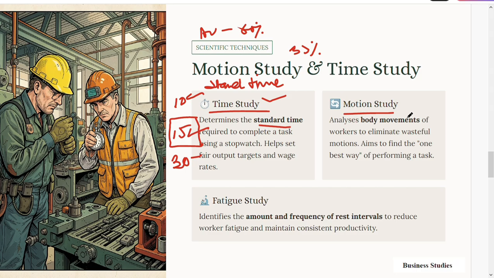In motion study, what did Mr. F.W. Taylor do? He saw what the employees were doing, what the body movement is, what the movement they make for production is, right? So motion study is the study in which all non-productive motions, those which are not required for production, are eliminated to increase the efficiency.